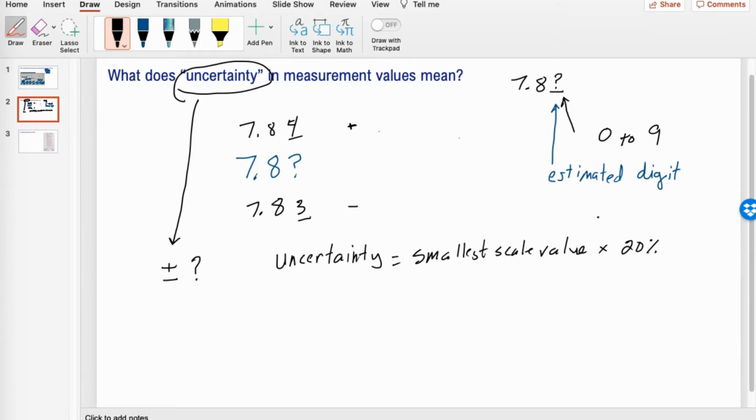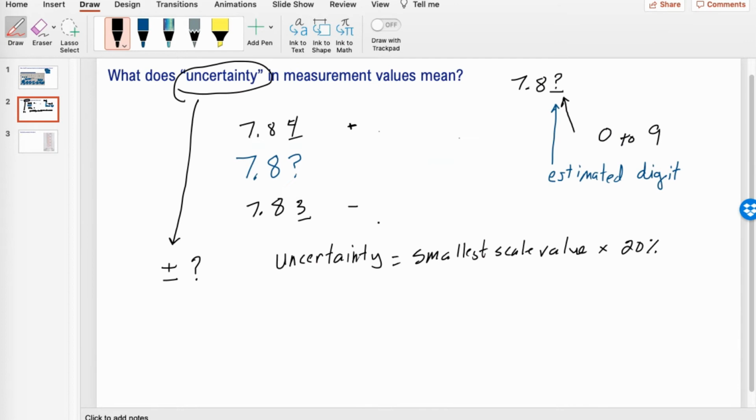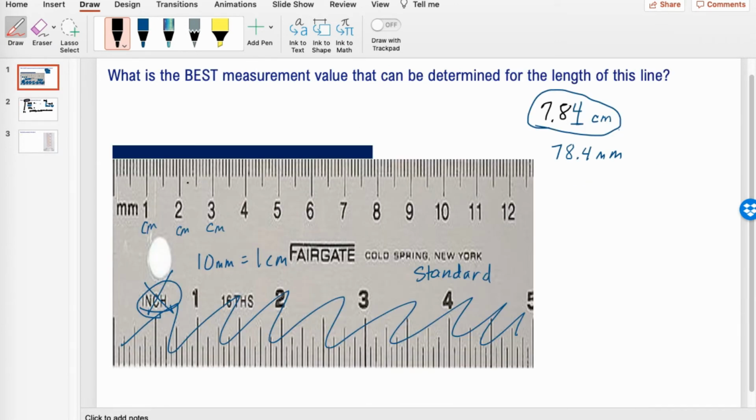So this 20% mathematically helps us figure out the range of our answer that might make sense. So let's go back here. Smallest scale value. We need to figure out what that is. You look at your tool, and you figure out the value for one of those lines, just one. One of those lines is the smallest value that you could measure on this scale.